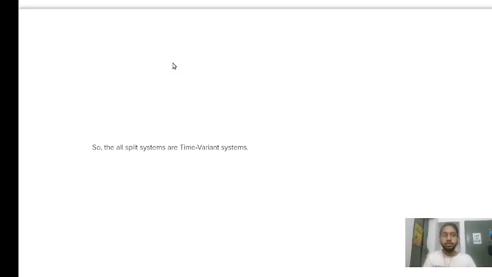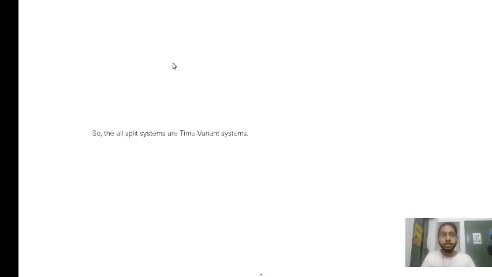So that's all. I have explained so many system properties: dynamic and static systems, causal and non-causal systems, and time variant and time invariant systems.